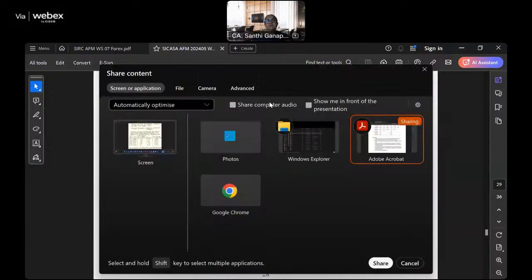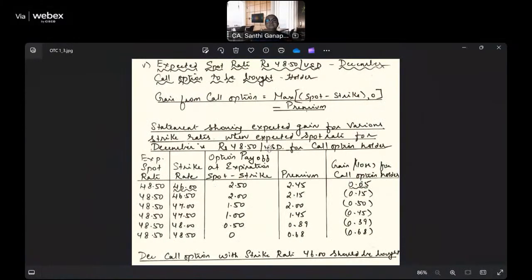So now we are looking at the call option. We will see what is the payoff. We will consider the premium and see what is the gain or loss. Wherever you have the maximum gain, you choose. Alternatively, we can find the break even, and only if the spot rate is more than the break even, we can choose. Either way, we could have done.